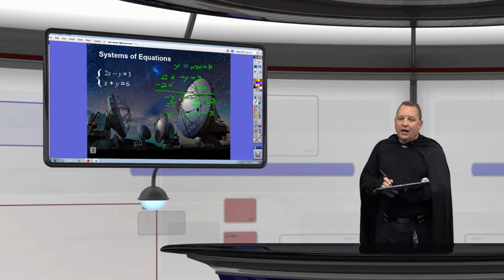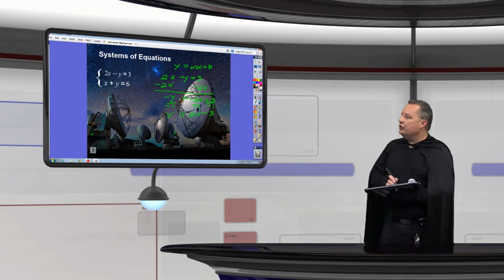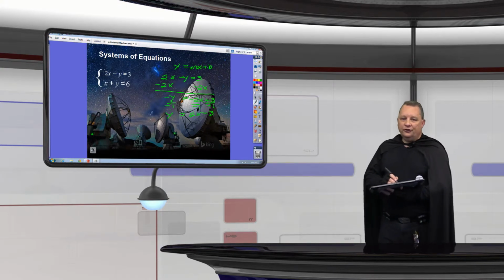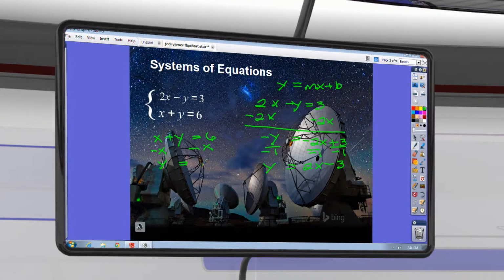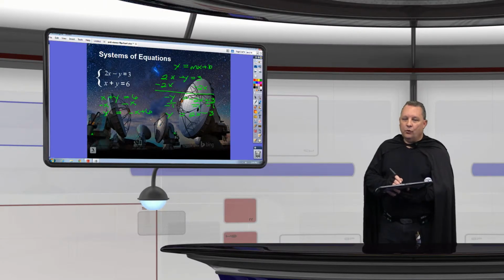But before we do that, let's go ahead and solve the second equation. X plus y equals 6. It's a little easier. So we have x plus y equals 6. Remember, I want to go back to slope-intercept form. So I subtract x from both sides. So that gives me y equals a negative x plus 6. So now I have both those in slope-intercept form.